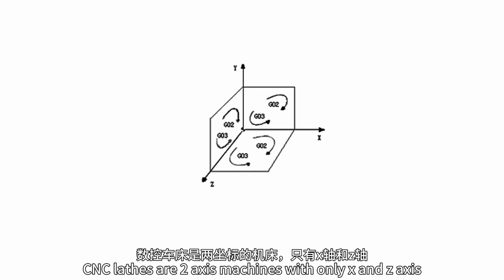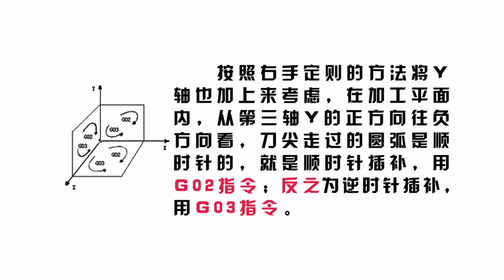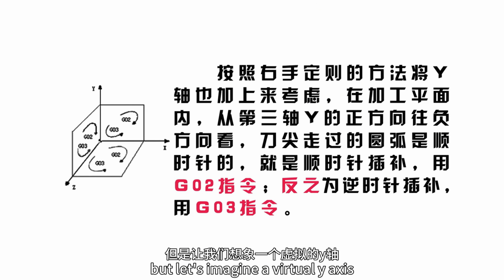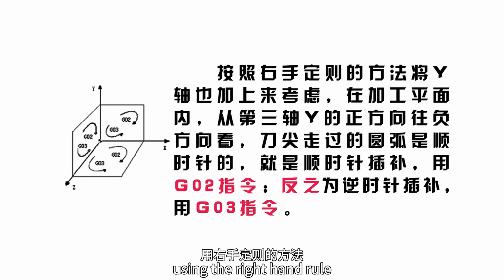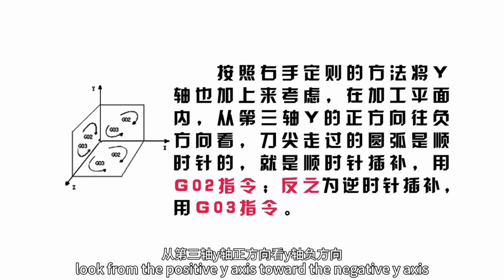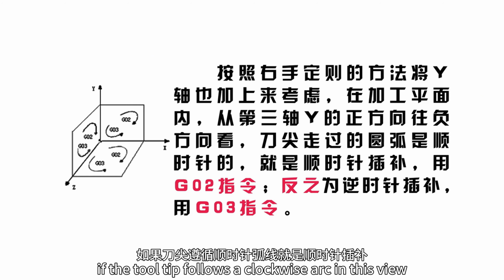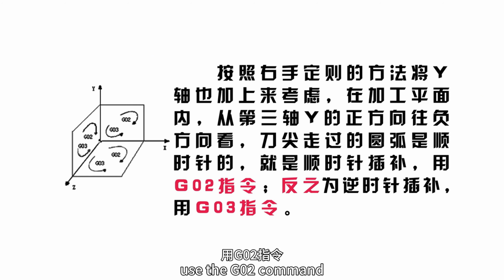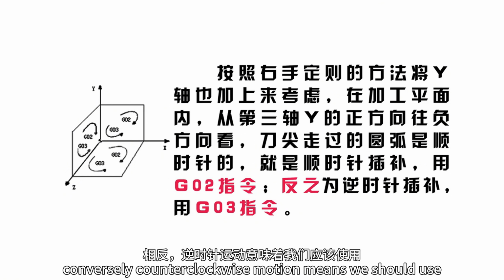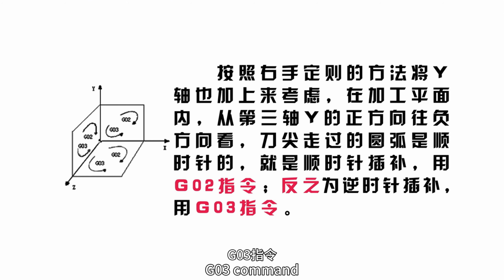CNC lathes are two-axis machines with only X and Z axes. But let's imagine a virtual Y-axis using the right-hand rule. Visualize the machining plane. Look from the positive Y-axis toward the negative Y-axis. If the tool tip follows a clockwise arc in this view, use the G02 command. Conversely, counterclockwise motion means we should use the G03 command.